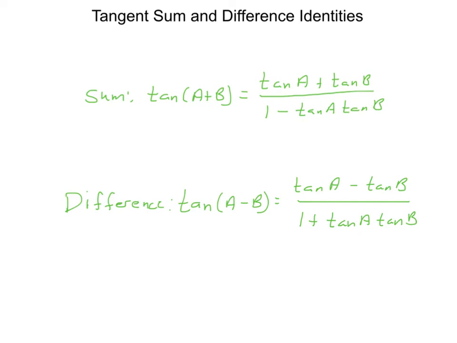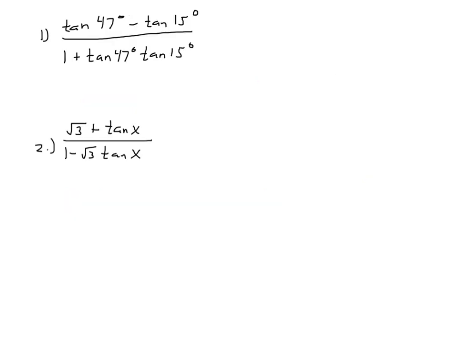Notice in all these identities what's happening with the signs, the addition and subtraction signs, and how they relate to the sum or difference of angles in the problem and how they appear in the formula, because that will help you remember what these are. So now let's take a look at another couple of examples.